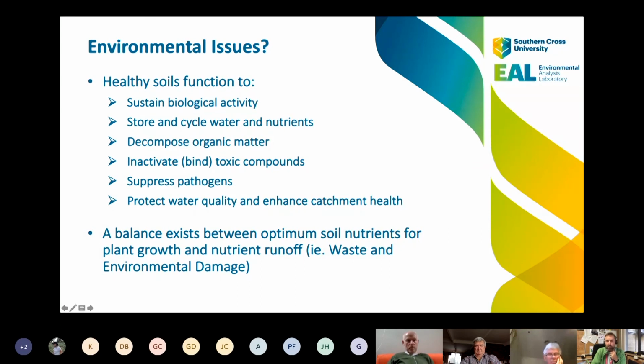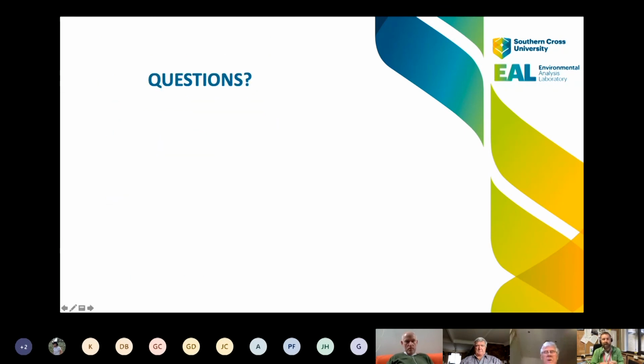And a balance exists between optimum soil nutrients for plant growth and nutrient runoff. You do not want to have it too high. You're just wasting your money, and you're environmentally damaging your waterways, your groundwater, your reef, whatever else. So really, you've got to get that right. And that's just a ram through.